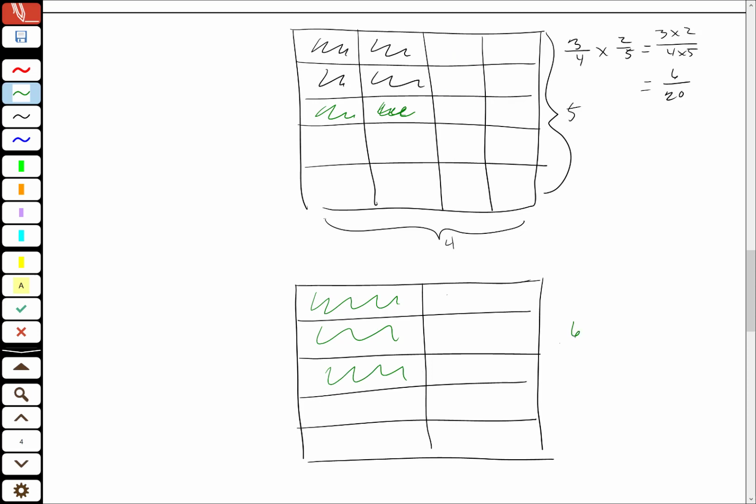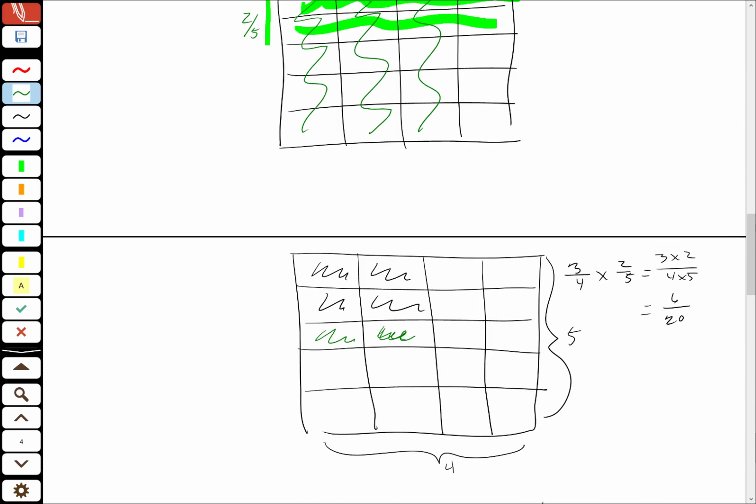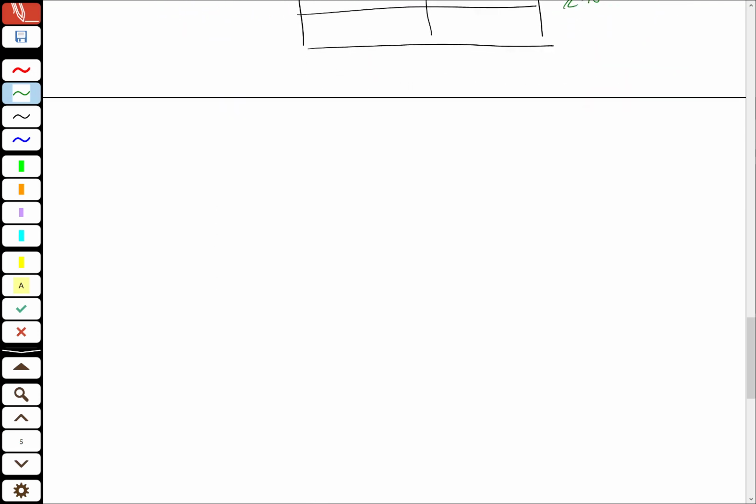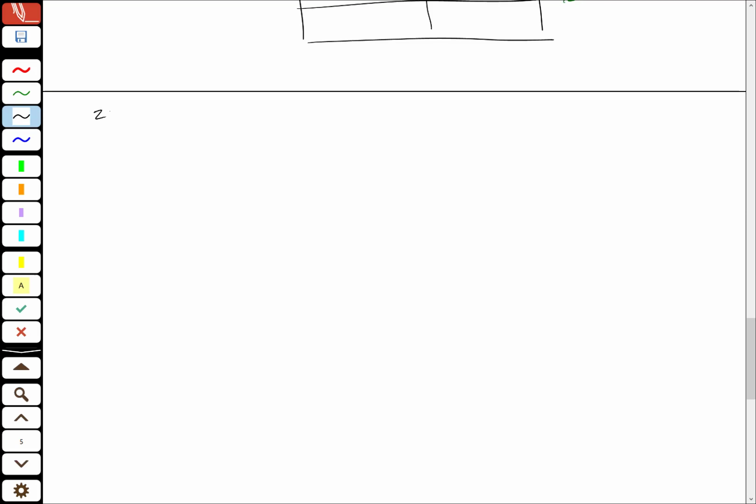Okay, so this is 6 out of 20 is equal to 3 out of 10. So 2 times 3 over 2 times 10. Is this okay? Now I can also do this problem. What's the problem? 2/5 times 3/4. Okay, so then I'm also going to do this problem 2/5 times 3/4.